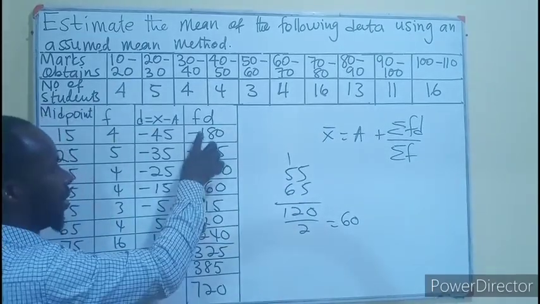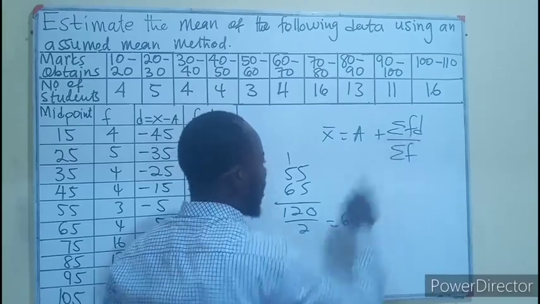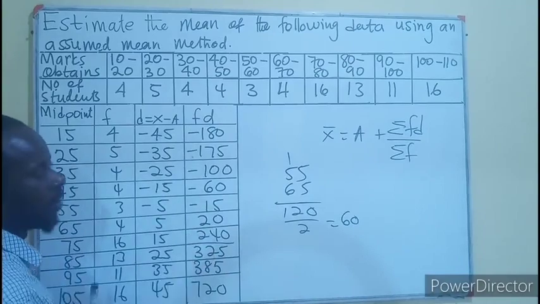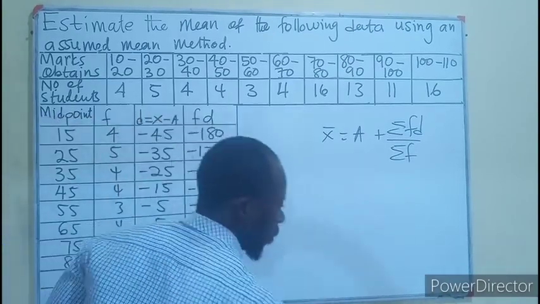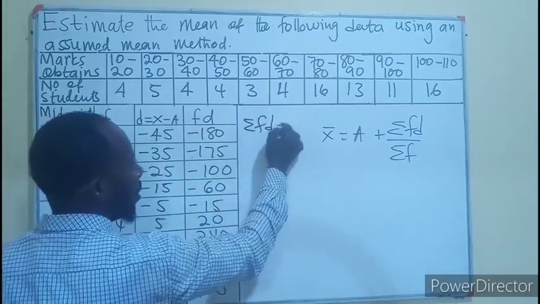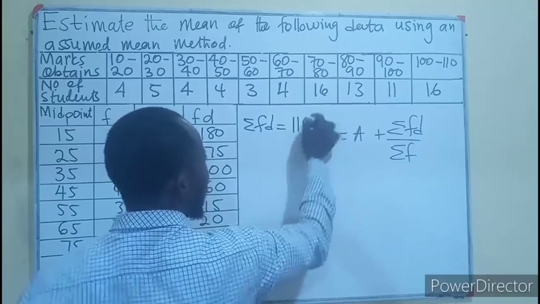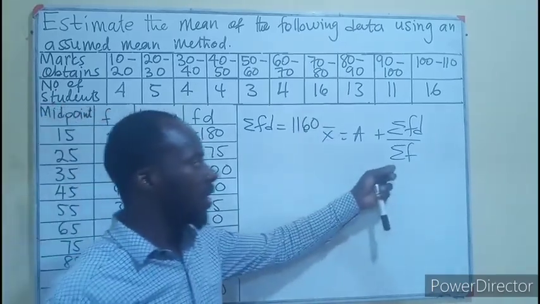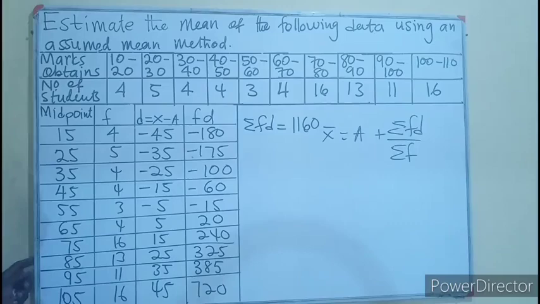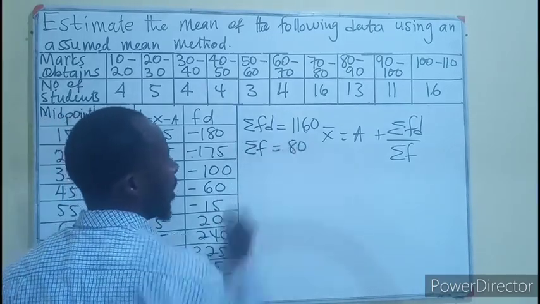Alright, so now we have this as the FD. For us to find the sigma FD, we add all these values, the negative and the positive, together. So if I add my sigma FD, that is adding all these values, I'll be having 1160. I also need the sigma F. So adding all these values, that will also give you 80. So I have my sigma F to be 80.